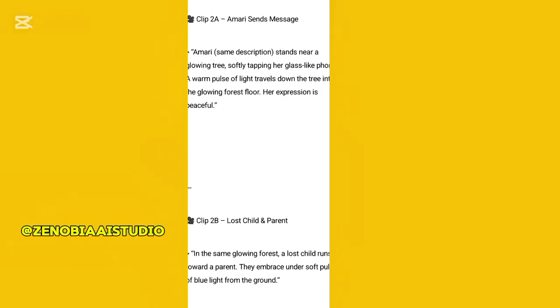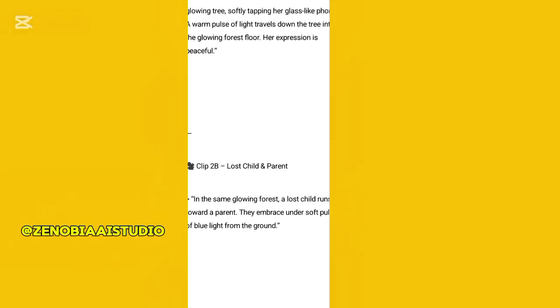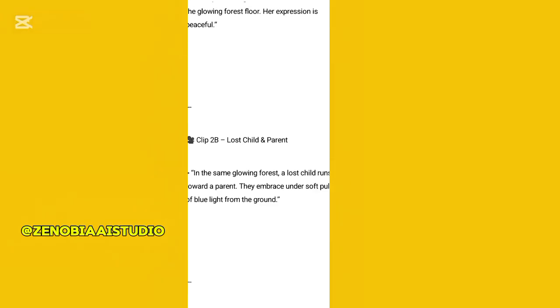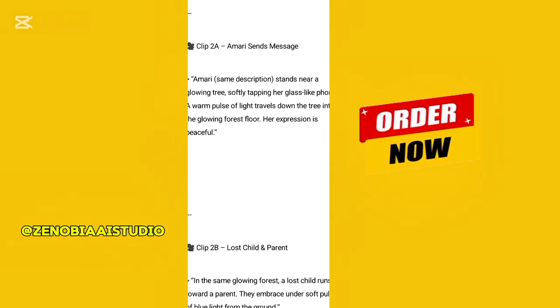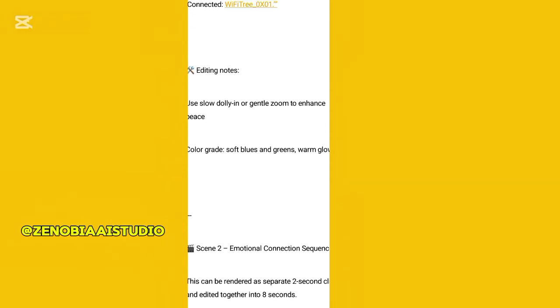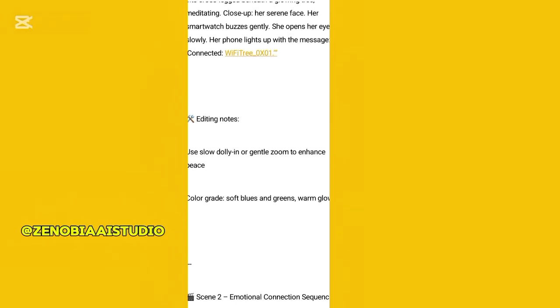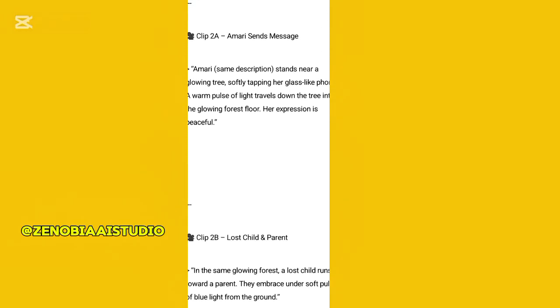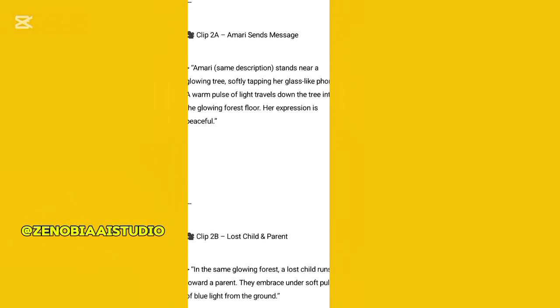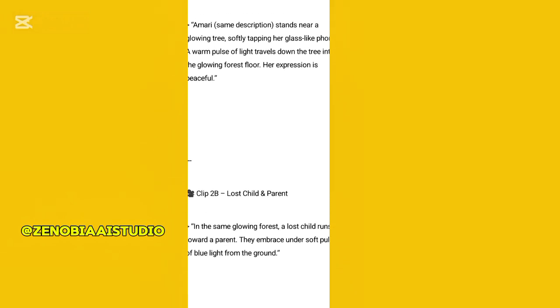So here is the lost child and parent. In the same rainforest, a lost child runs toward a parent. They embrace under soft pulses of blue light from the ground. So Amari used a Wi-Fi phone to send a message, and she also used that phone to connect the lost child and the parents together. In the same rainforest, a lost child runs toward a parent. They embrace under soft pulses of blue light from the ground.